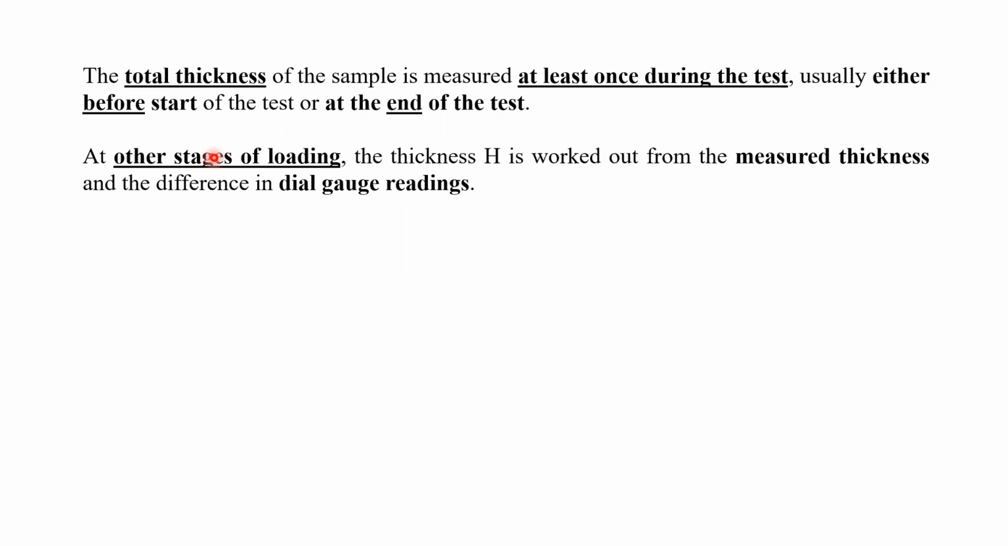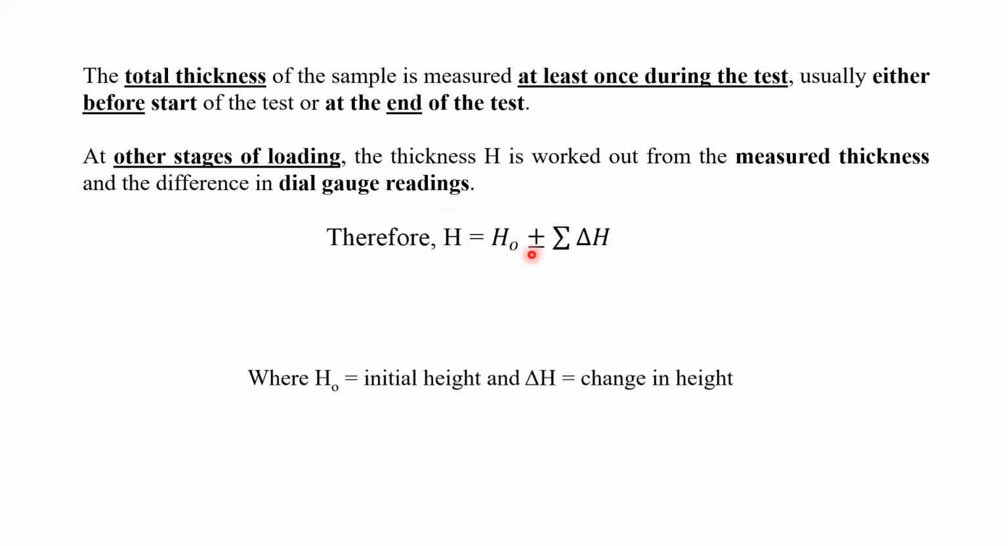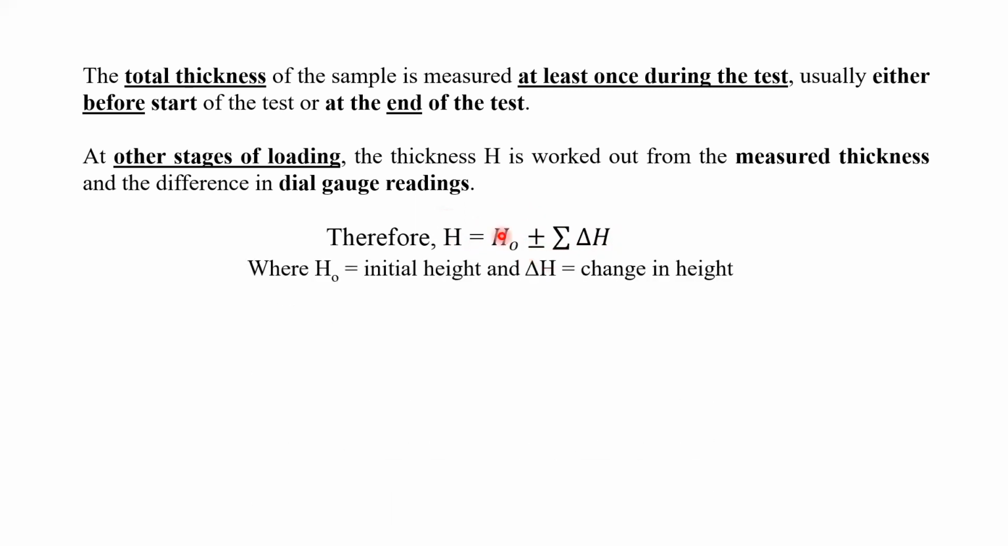Suppose you want to measure the total thickness of the sample during other stages of the loading. In that case, H is worked out from the measured thickness and the difference of the dial gauge reading. So you can see here, the total height is equal to initial height plus or minus delta H, where H0 is nothing but the initial height or the total thickness of the sample in the beginning.